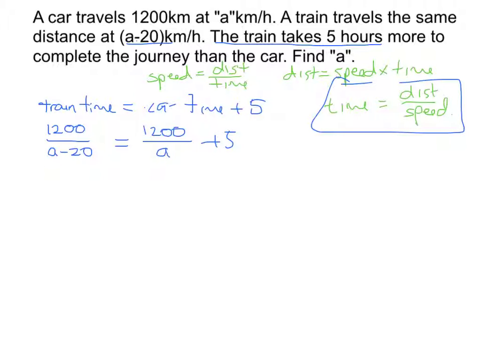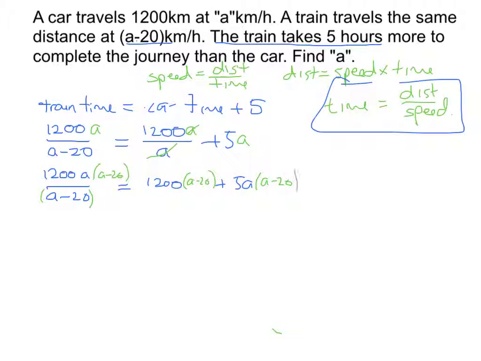Now, as previously stated, I don't like fractions, so let's get rid of them. We can multiply everything by a for starters. That cancels that down. And I'll rewrite that. We've got 1200a over a take 20 will be equal to 1200 plus 5a. And now if we multiply everything by this a minus 20, that cancels that down. We're left with 1200a is equal to 1200 a take 20 plus 5a take 20. Gotta fix that up.